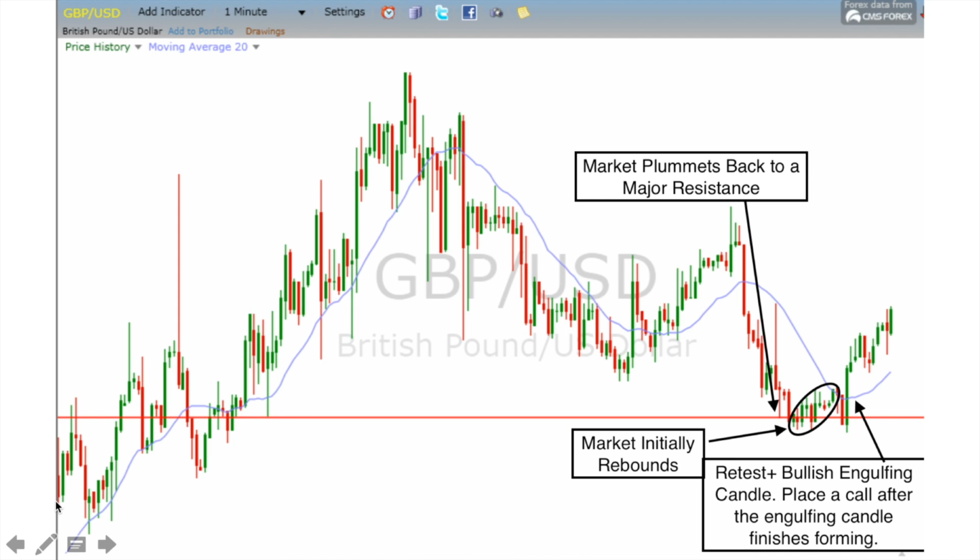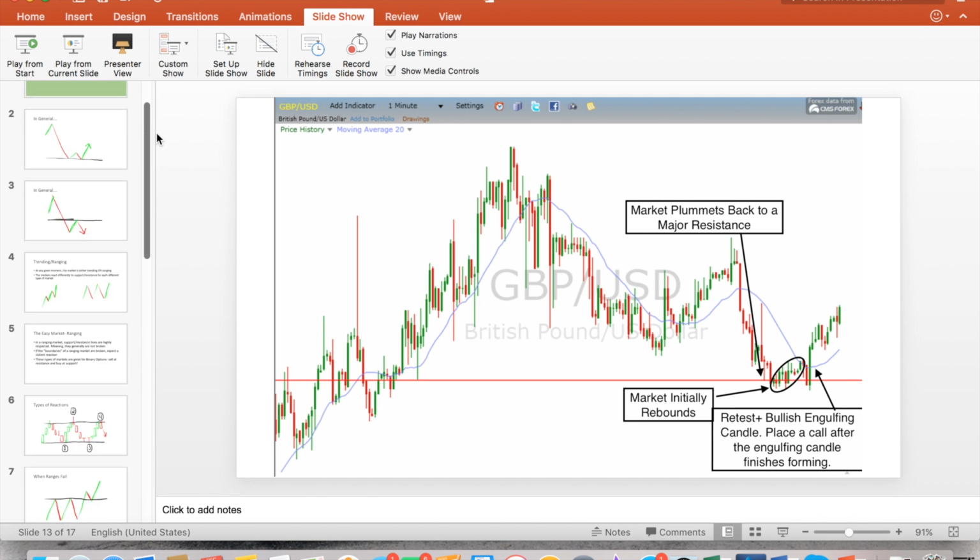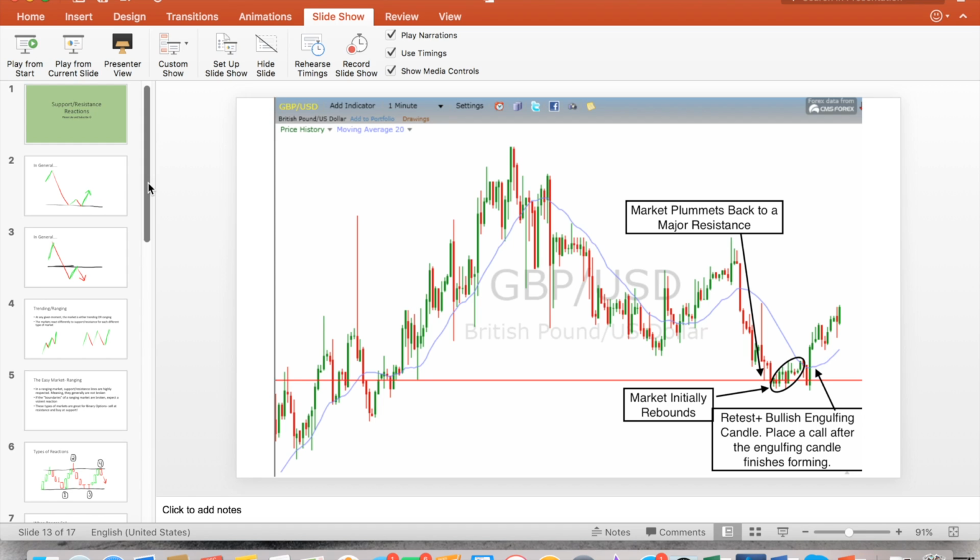And what I'm going to do now is I'm actually going to jump back and show you that is the exact same pattern I just taught y'all earlier. Let me see if I can find it.